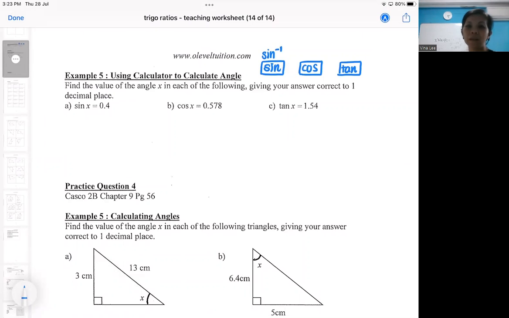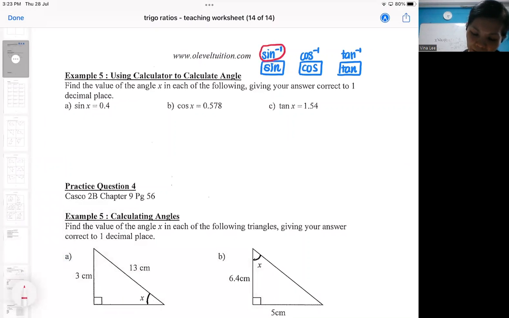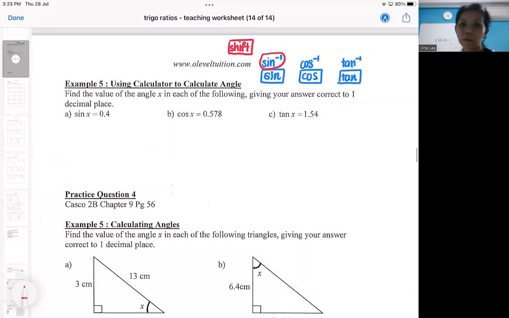So this is called the sine inverse. This is called the cosine inverse. This is called the tangent inverse. It should be on top of the button. And most of you, if you need to activate this function, you got to activate it with your shift. Some of you maybe it's a second function or shift function. So how are we going to do that?